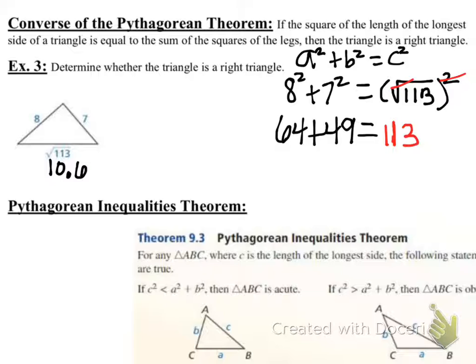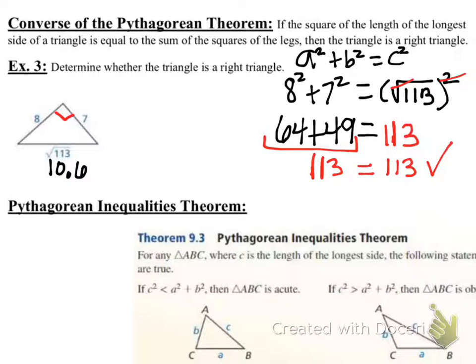Okay, so we just want to combine 64 and 49, and we also get 113 when we combine those. So we have 113 equals 113. And that's true. That means that this was a right triangle. So that means even though it's not drawn here, we know that there's actually a right angle here. Okay? This a squared plus b squared equals c squared is true.